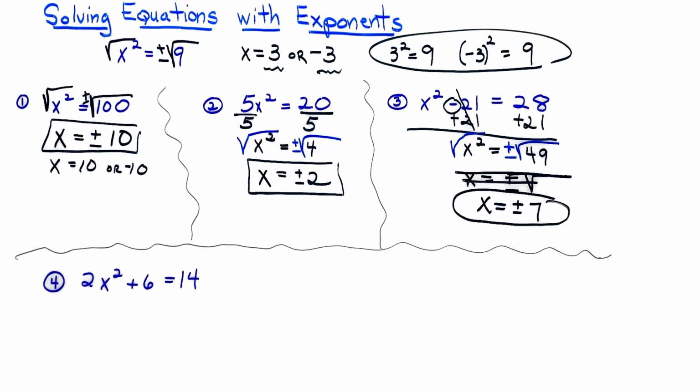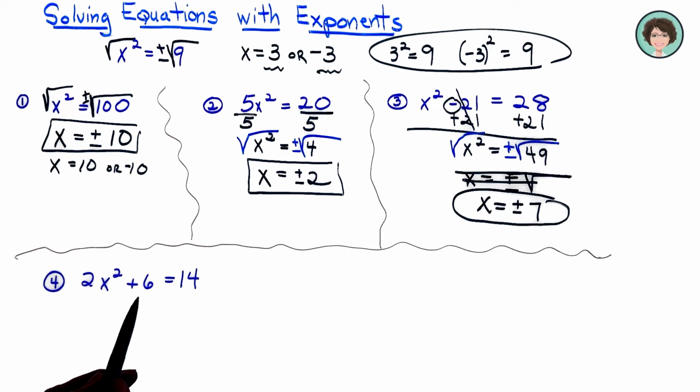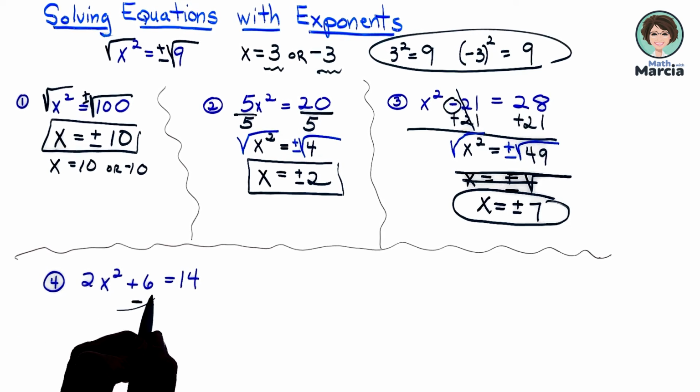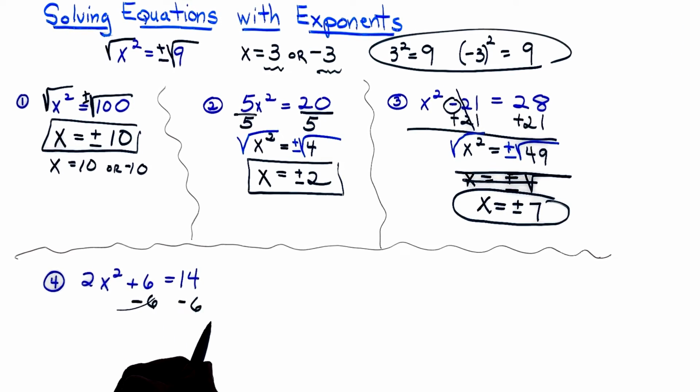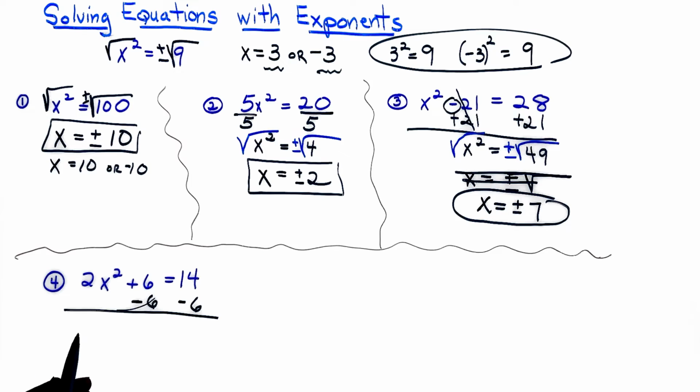This is our answer. And going to the last problem that we have here, we are going to have to do 2 steps to get the x by itself. So I see that I am going to have to subtract my 6, move it to the other side of the equation. So I get 2x squared is equal to 8. Well, my x squared is not alone yet. So I am going to divide both sides by 2. And I end up with x squared now is equal to 4.